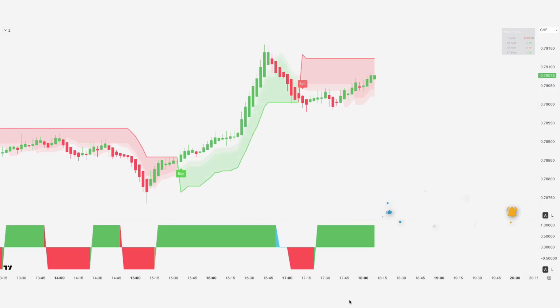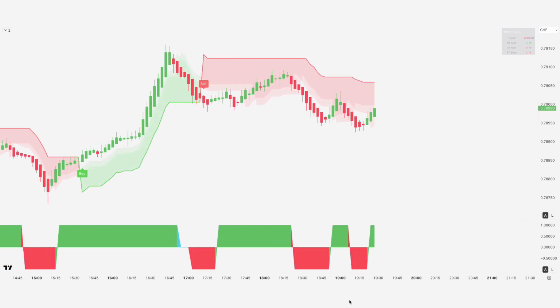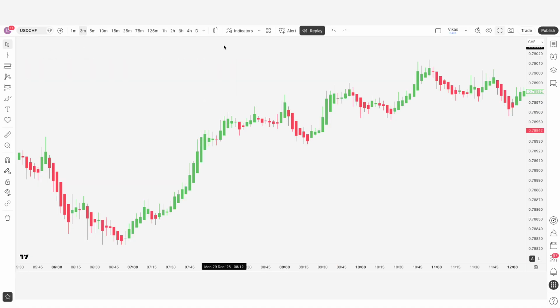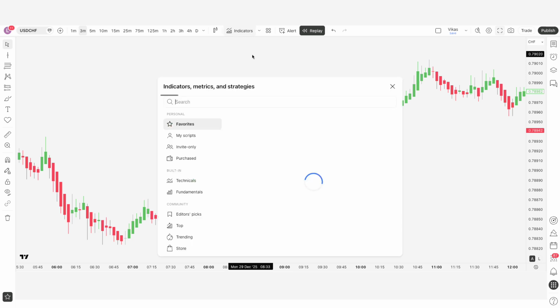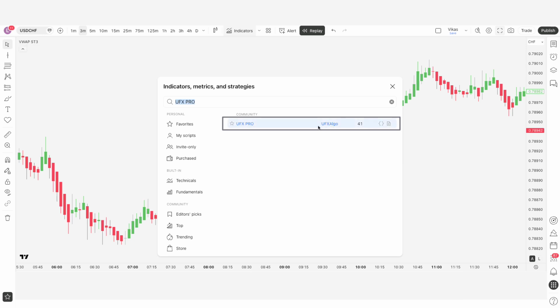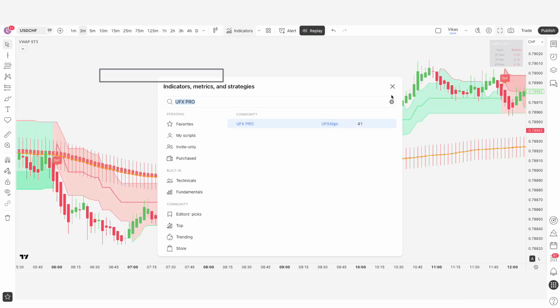Now we tell you how we want to trade. Let's start the video. We open the USD CHF 3-minute chart. And don't sweat the time frame either. Next, you'll want to find those magic indicators. Head over to the Indicators tab and search for the UFX Pro. Select the indicator made by UFX Algo and add it to the chart.